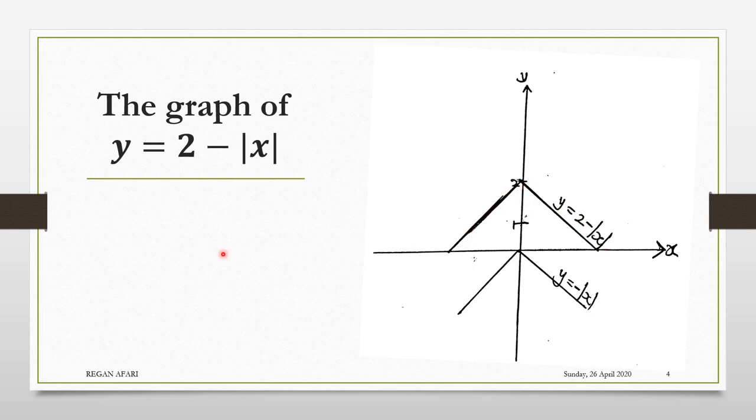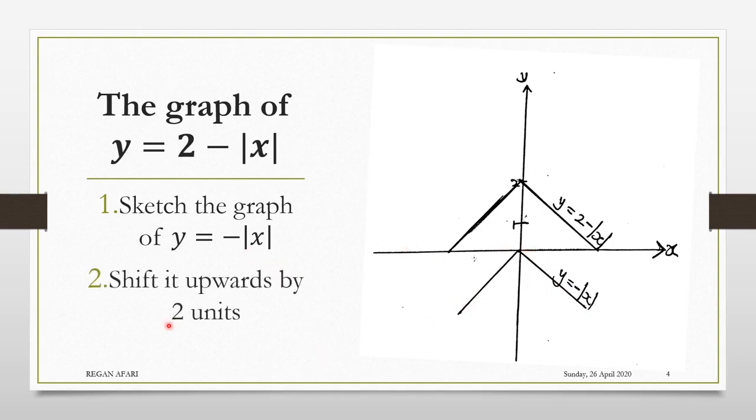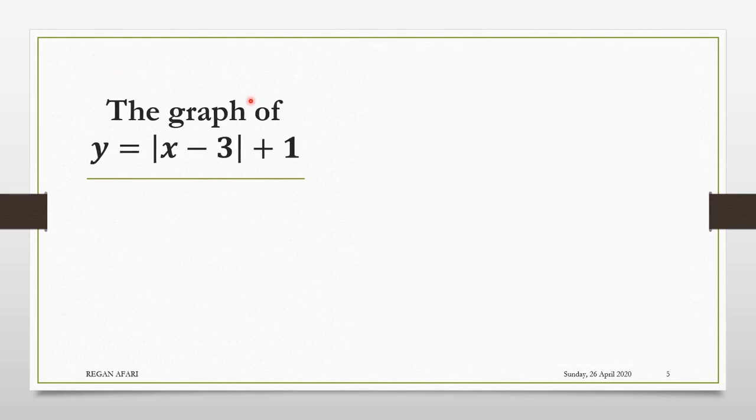So I gave you a few notes. You sketch the curve of y equals negative absolute of x. That is the first N shape that you get. Then you shift the curve upwards by 2 units. Right, how about we have a curve of this? Basically it follows the same principle. Don't be confused that right now we have x minus 3. Don't worry, it's so simple. Let's see how it is drawn.